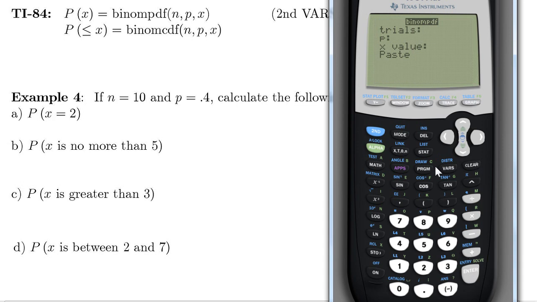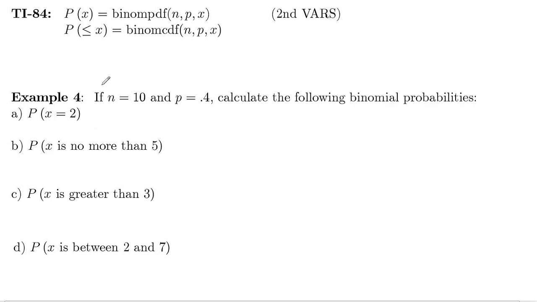Press Enter, and it asks you how many trials. That's N, which is 10. So let's put a 10 in there. Enter. P, the probability of success, they gave us as 0.4. 0.4, enter. And then the X value, we're interested in X equal 2. 2 successes out of 10. So 2, enter, enter, and enter. And again, if it doesn't give you the menu, if it pops it up, just separate those with commas. So that's 0.1209.